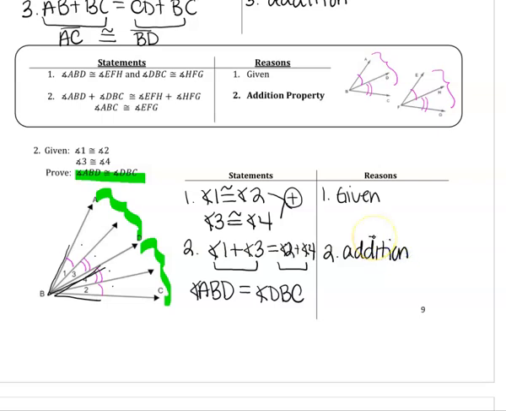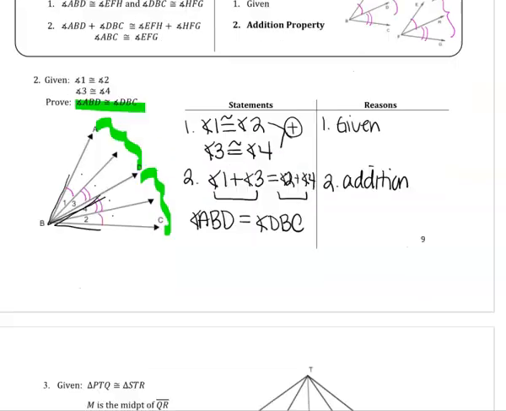And that's addition. All right, so our first two proofs are really just the basics of how to add segments and angles. Now we're going to put them into some more complex proofs on the next page.